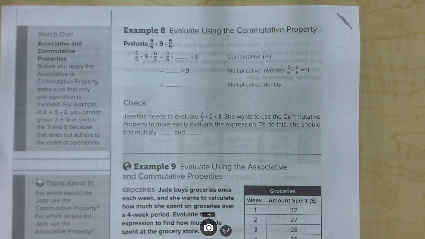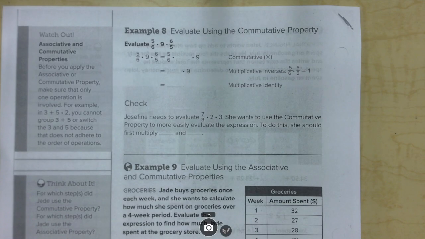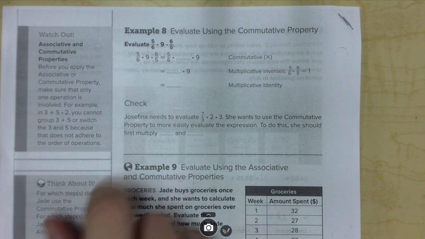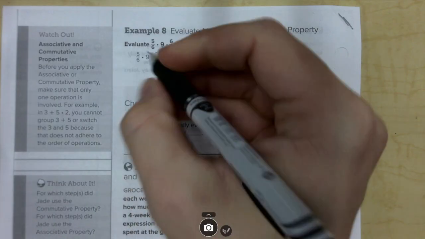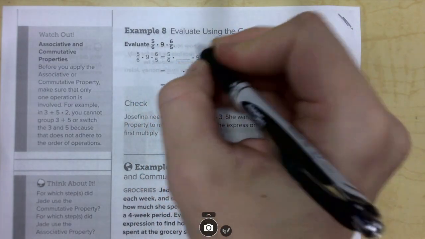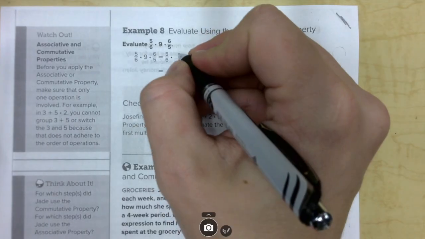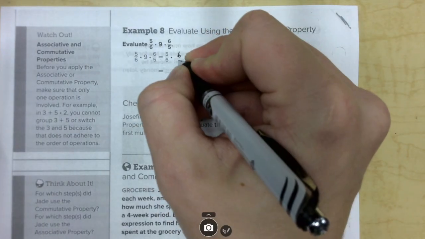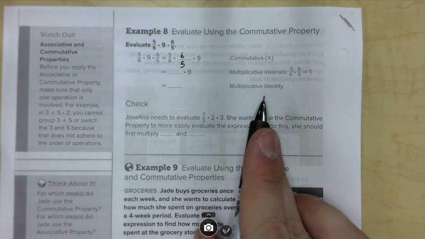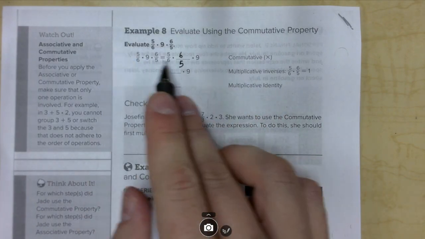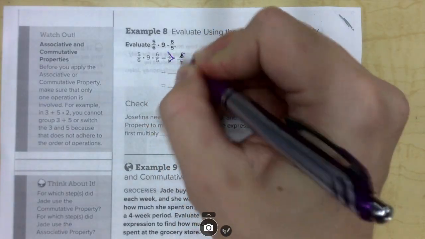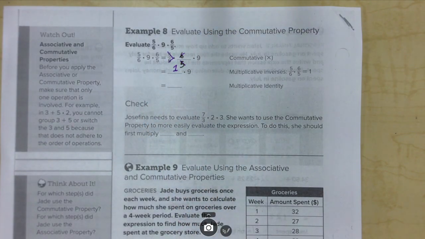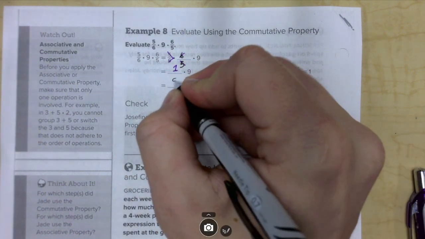Example 8. Evaluate 5/6 times 9 times 6/5. All right, the first thing we're going to do is, let's walk through here. I think that we want to rearrange this, and we're doing that. That rearrangement is by using the associative property, not associative, cumulative property. By rearranging this, we now can use our inverse. This will cancel out to 1. And from here, 1 times 9 is 9.